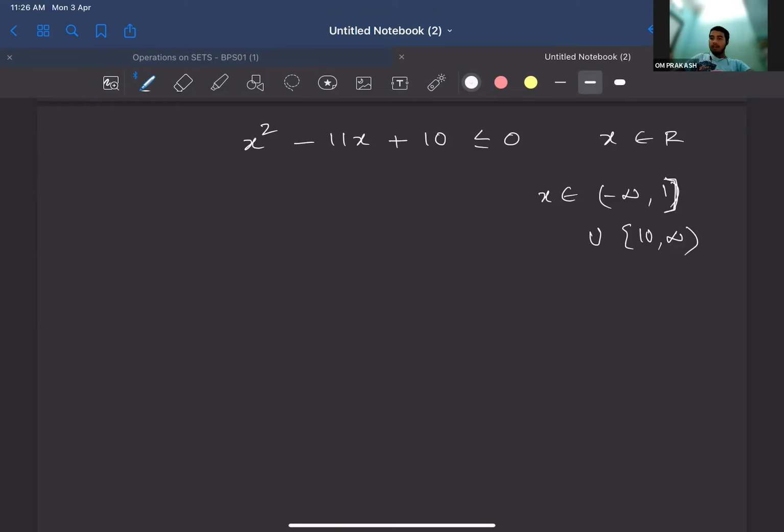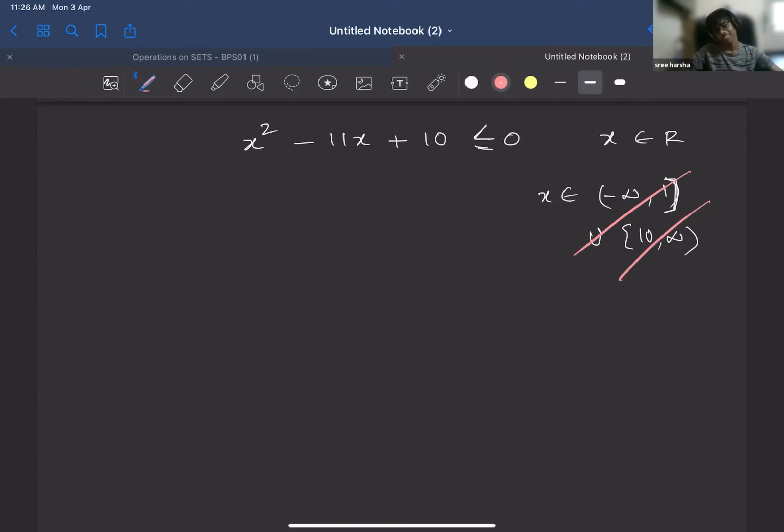Yes, sir. Okay, that means you guys did not pay attention to this less than or equal to. Sir, that's why I added the square brackets. Sir, 1 is included in it. But this is not the answer. Look at it carefully.